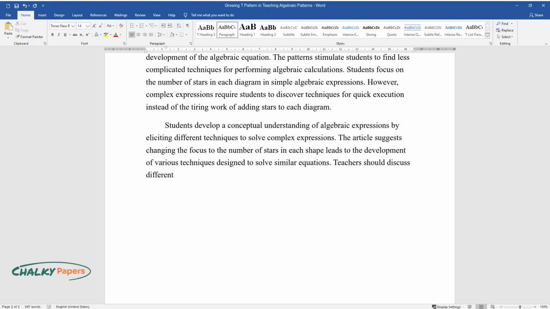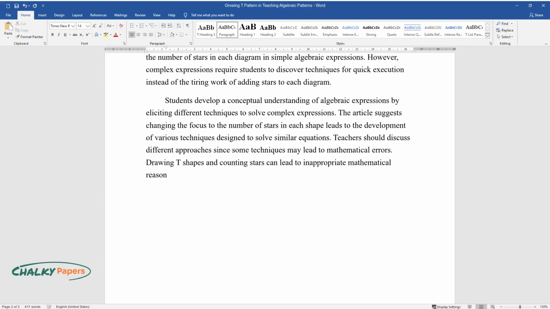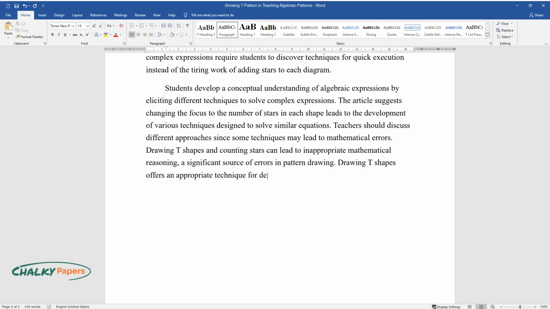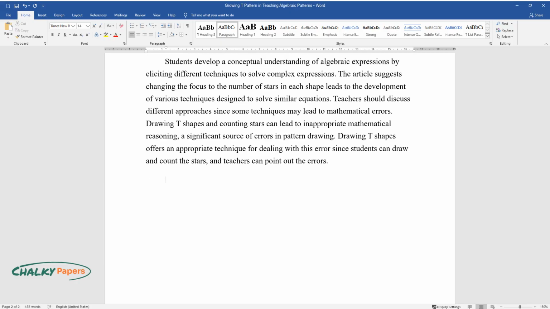Teachers should discuss different approaches since some techniques may lead to mathematical errors. Drawing T-shapes and counting stars can lead to inappropriate mathematical reasoning, a significant source of errors in pattern drawing. Drawing T-shapes offers an appropriate technique for dealing with this error since students can draw and count the stars, and teachers can point out the errors.